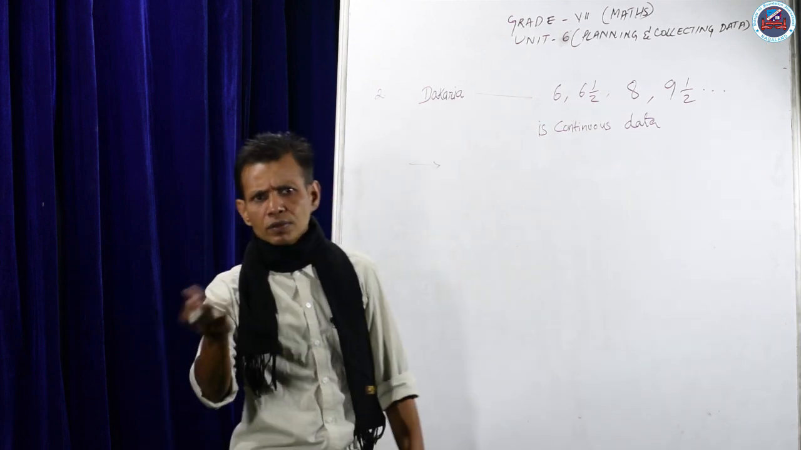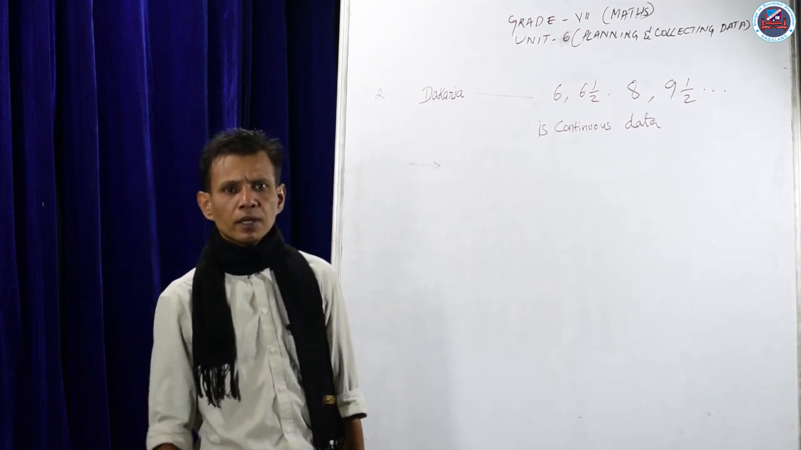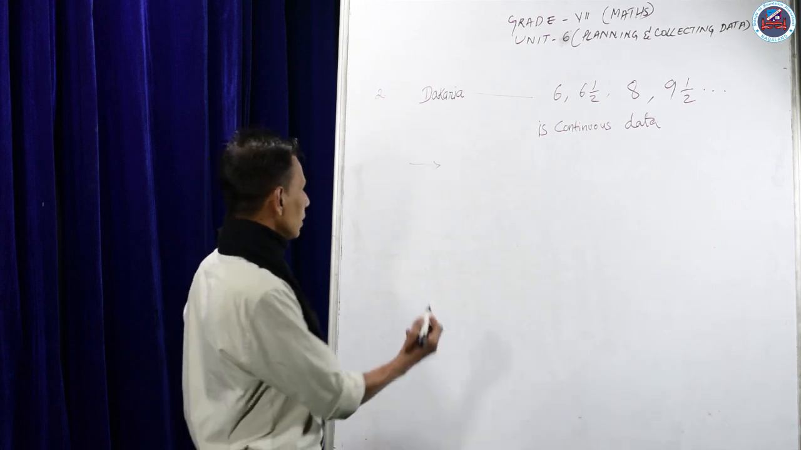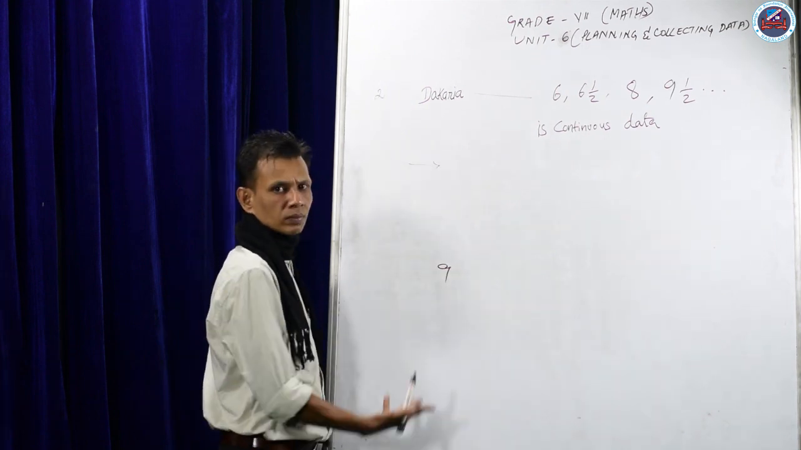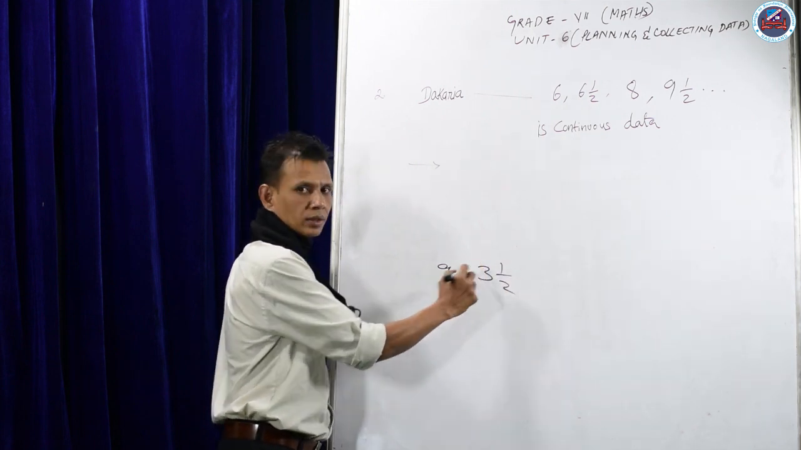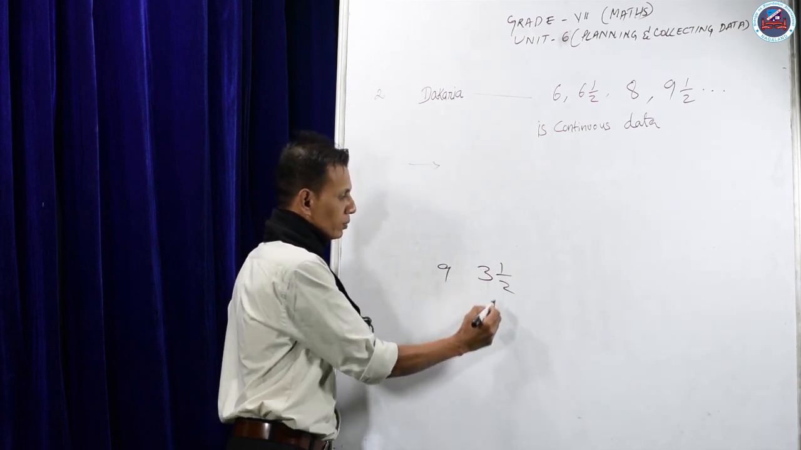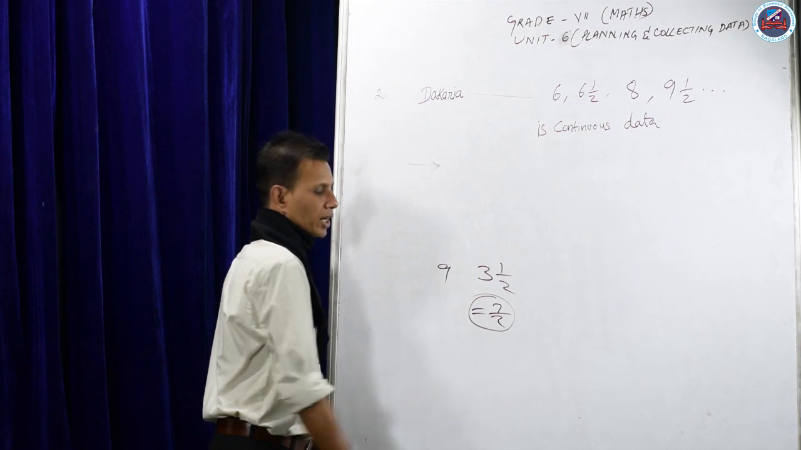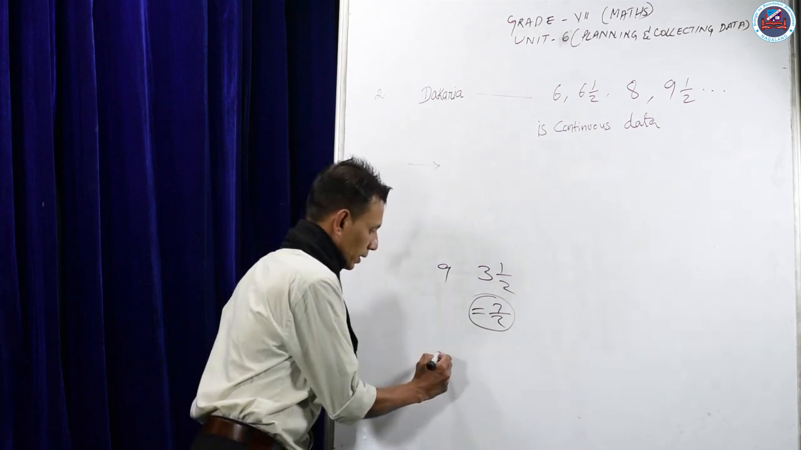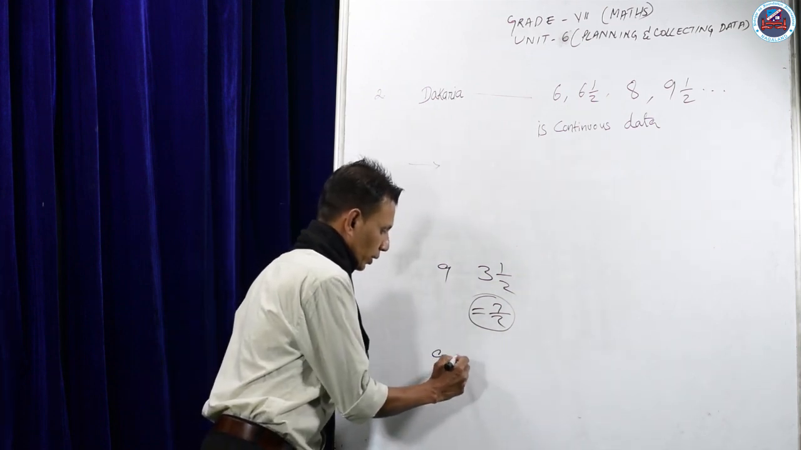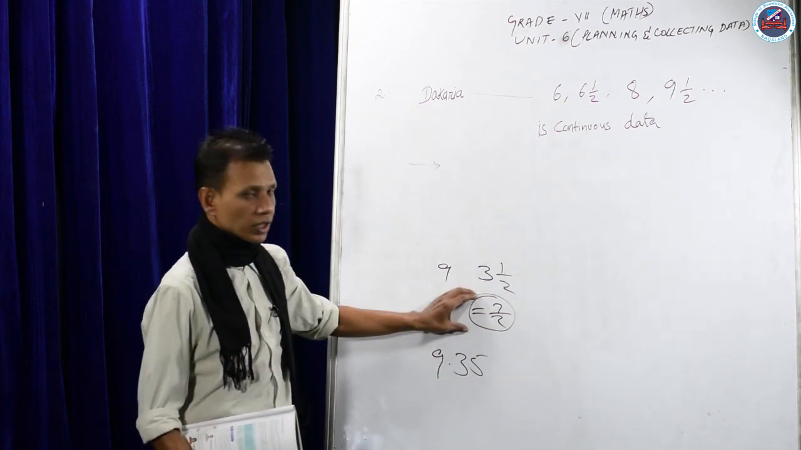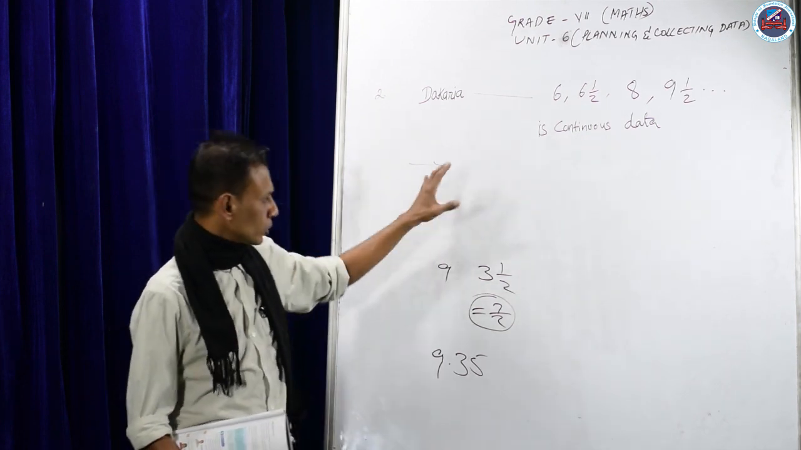Continuous data is the opposite of discrete data. It can contain fractions, decimals, whatever. Is it discrete? Oh sorry, it's continuous. A fraction is a mixed number, but when you calculate you will get 7 by 2. Now it has become a fraction, right? When you divide these two you will get a decimal, for example 9.35. Decimal is continuous, fraction is continuous, or even a whole number. Together all these are continuous.